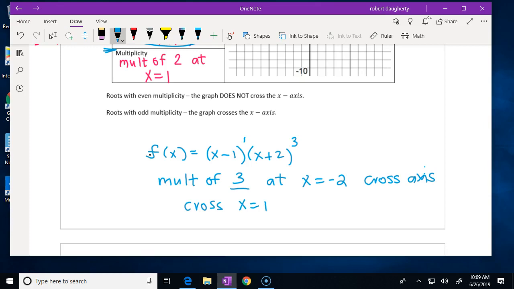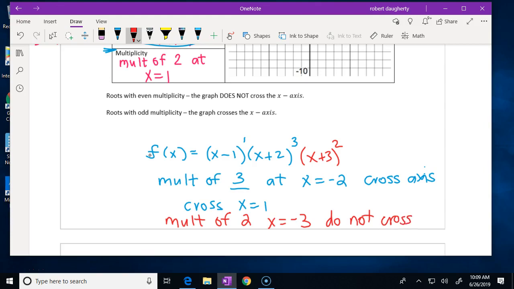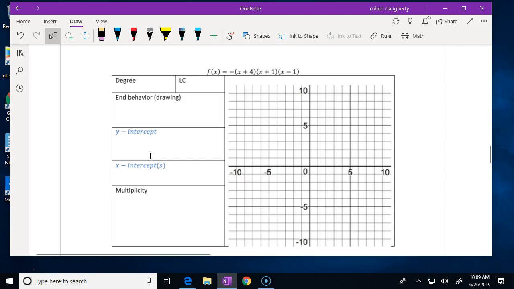Now if I also had x plus 3 squared, that would tell me that there's a multiplicity of 2 at x equal negative 3, and I do not cross the axis at that point. So that's how we use the multiplicity and the end behavior to graph polynomials. Let's do another few examples here.